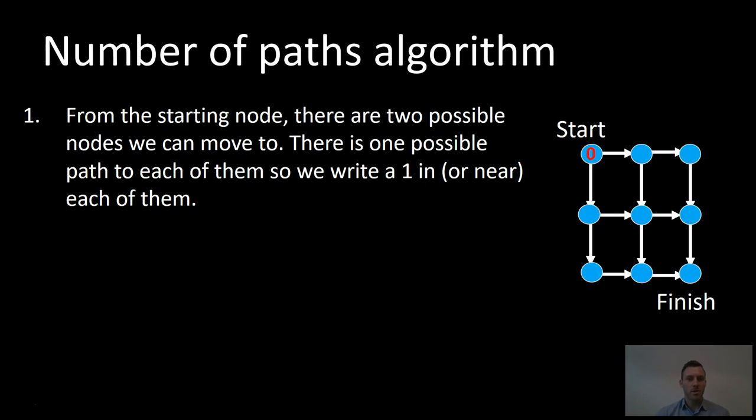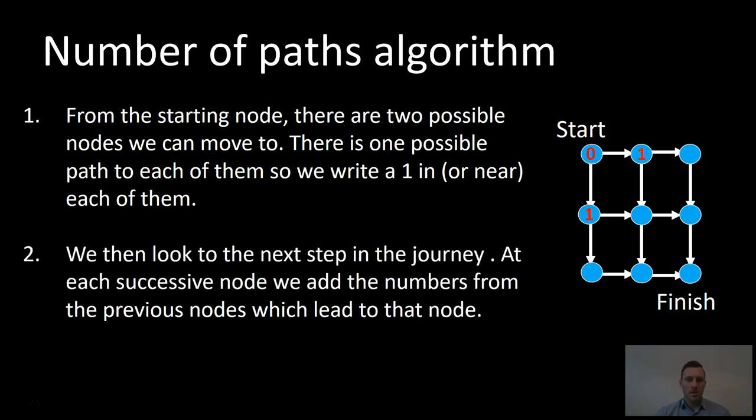We write a 0 in the starting node. Again, remember that we're not going to backtrack. Then we look to the next nodes to determine how many nodes connect to it. These are to the right and below the starting node. In our example here, we add the number of paths from the previous node, which leads to that node, which is 1. You repeat this process until we get to the finish node. The value at the finish node is the total number of paths.